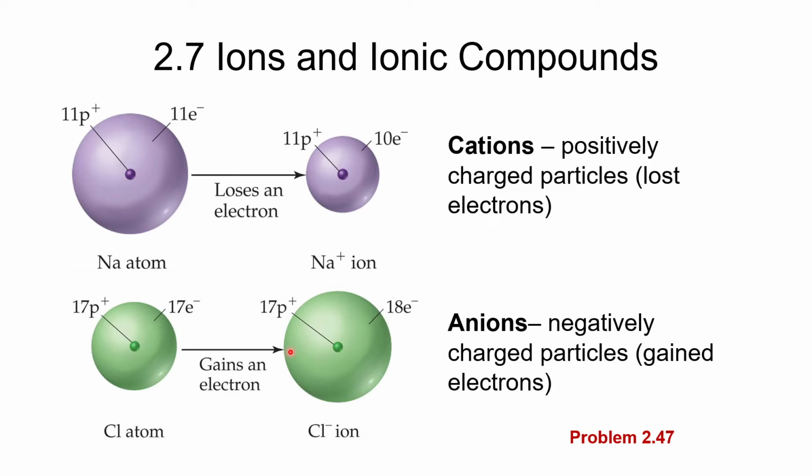If you know the number of protons and electrons in an atom, if you simply take the number of protons minus the number of electrons, that will give you the charge on the species. So for example, up here, 11 minus 10 is positive 1, so there's a positive 1 charge on the sodium. Here on chlorine, 17 minus 18 is negative 1, and we have a negative 1 charge on chloride. So we're going to look at number 47.